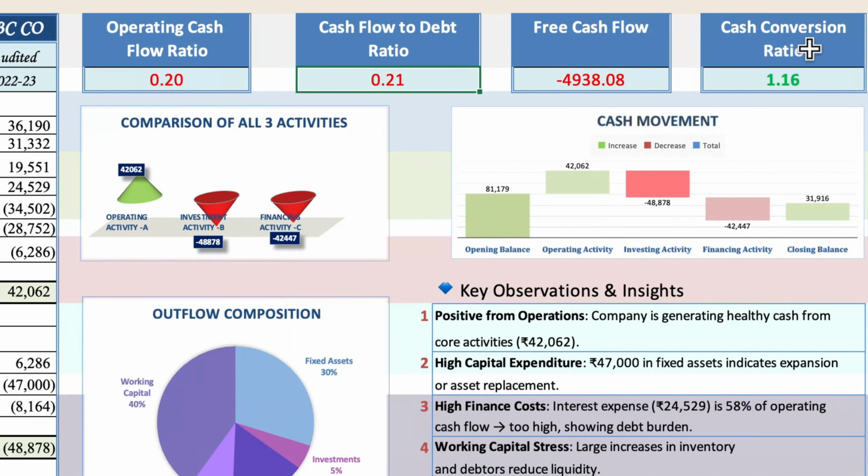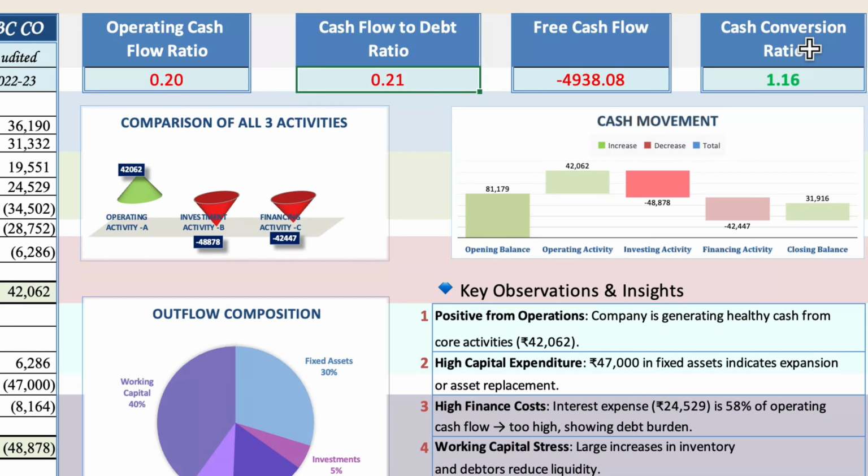So now let's come to this analysis part. First of all, you can see I have mentioned various ratio in these tiles. First is operating cash flow ratio 0.20. Operating cash flow ratio formula is operating cash flow divided by current liability. 0.20 means company is generating only 20% of cash to pay its short-term obligations. Means for every 1 rupee of obligations, only 20 paisa is available to pay from operations. Means there is liquidity stress.